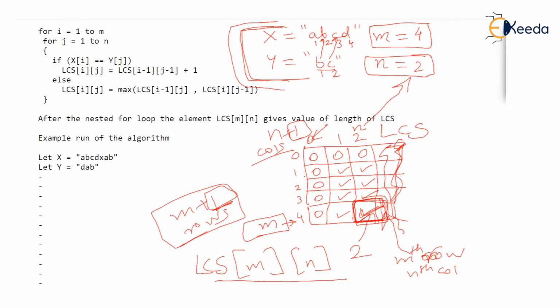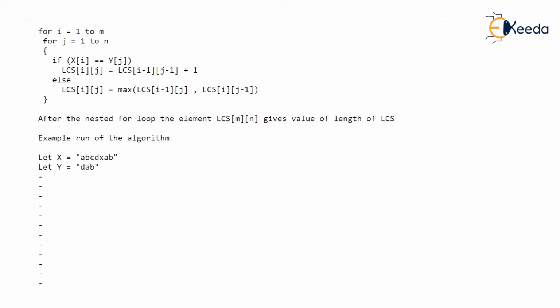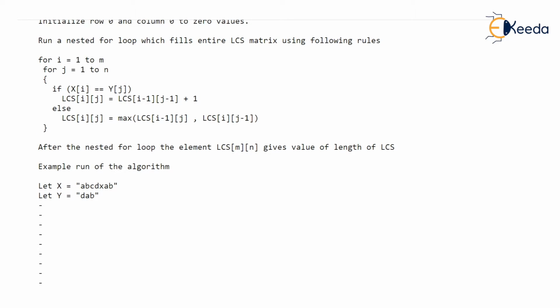But how are we going to fill this matrix? For that, we will run a nested for loop which fills the matrix. The nested for loop will fill the entire LCS matrix, using the following rules. Now, this nested for loop will take row counter i from 1 to M and column counter j from 1 to N, and it will run a simple if else. In the if else, we are deciding what should be LCS of the ith row and jth column. So, to understand this algorithm, let's have a run of this algorithm. Let's try to run it.